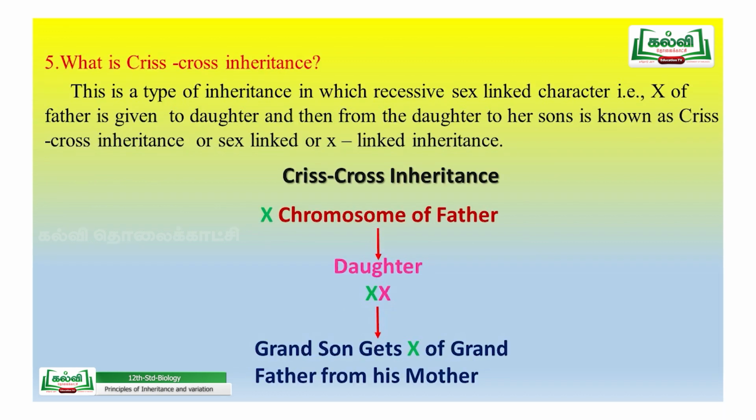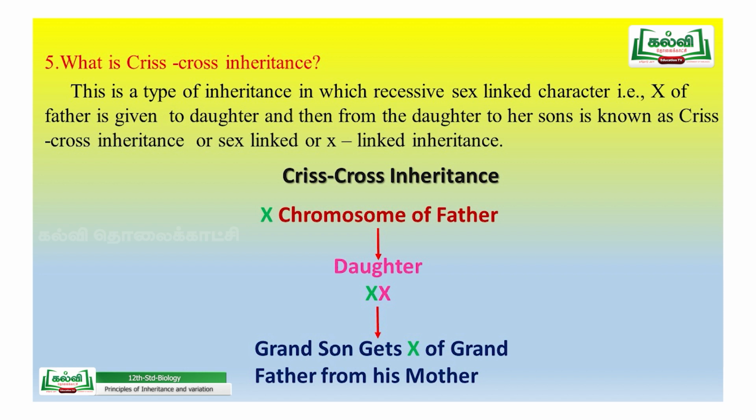This is a type of inheritance in which the recessive sex-linked character, that is the X of the father, is given to the daughter and then it is passed from the daughter to her sons. This is known as criss-cross or sex-linked or X-linked inheritance. If they ask any of these things also, you have to write this inheritance. You have a flow chart diagram here, so that you can remember it very easily.